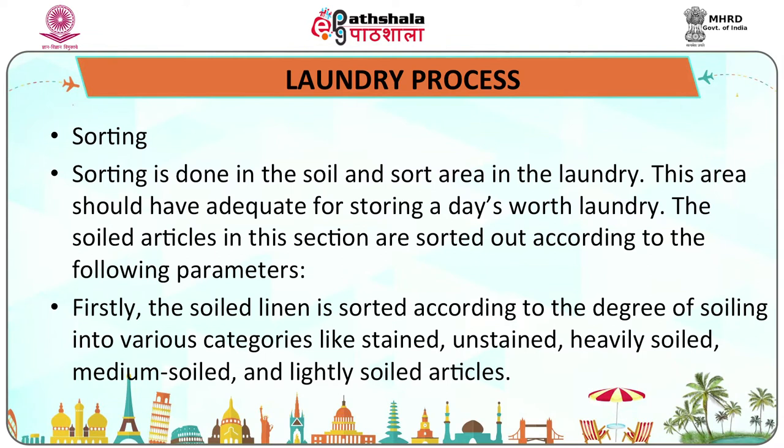Now let us talk about the sorting process. Sorting is done in the soil and sort area of the laundry. This area should have adequate space for sorting a day's worth of laundry. The soiled articles in this section are sorted according to the following parameters. Firstly, the soiled linen is sorted according to the degree of soiling into various categories like stained, unstained, heavily soiled, medium soiled or lightly soiled articles.